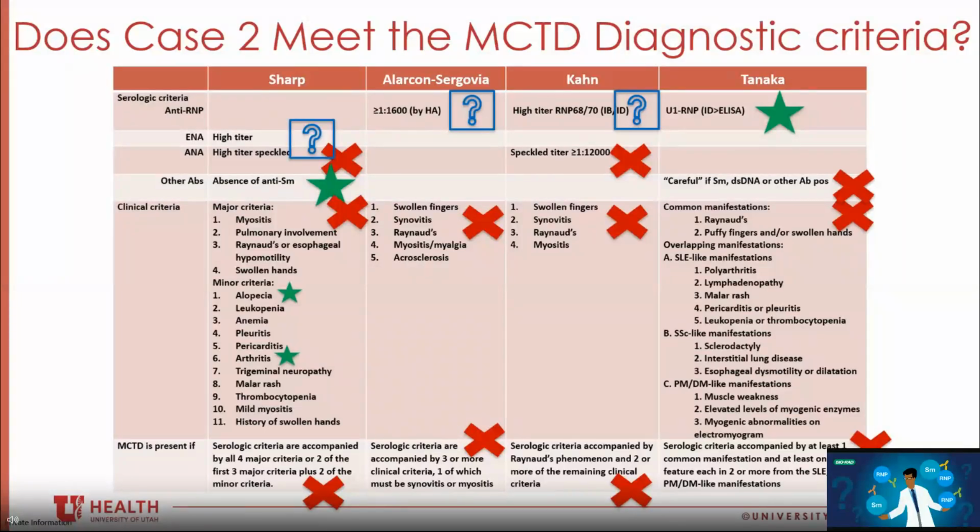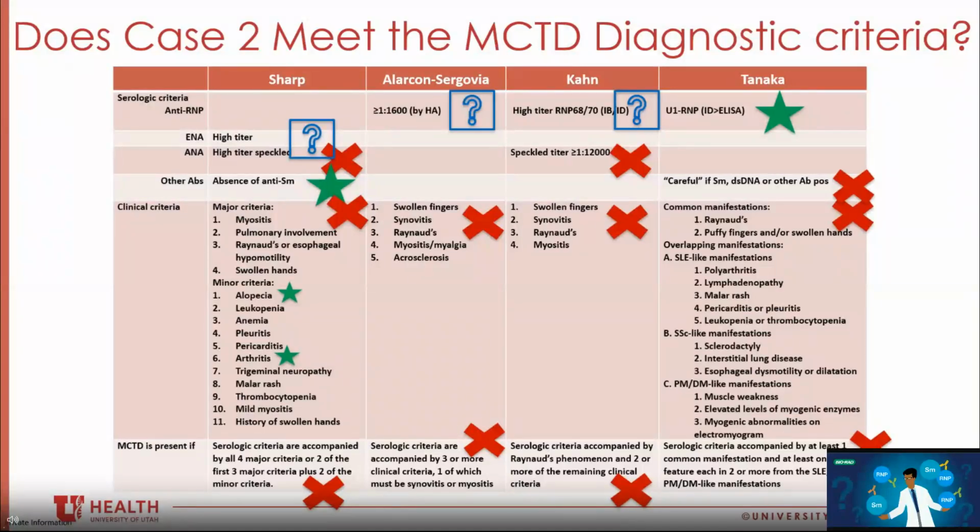Different than the previous patient, this patient is also positive for high titer speckled ANA, as well as double-stranded DNA antibodies and other antibodies associated with systemic lupus erythematosus and or Sjogren's syndrome, although she is negative for Smith antibodies. In addition, she did not meet the clinical criteria for mixed connective tissue disease.